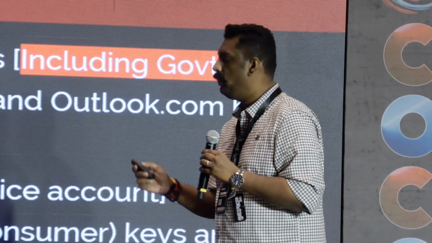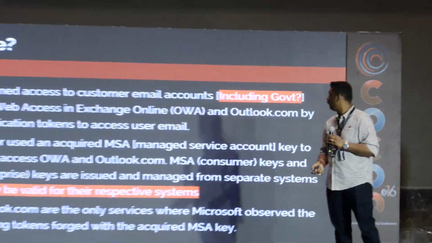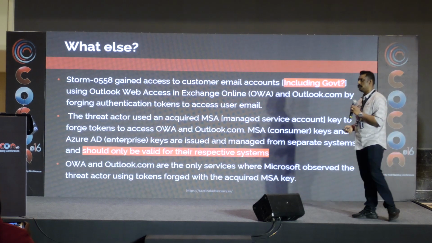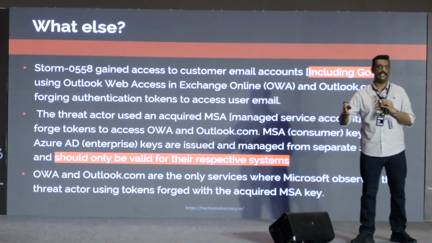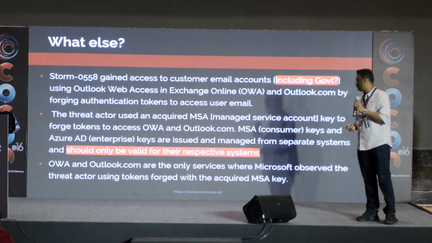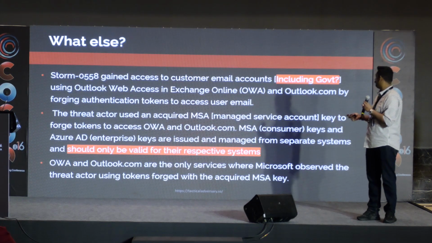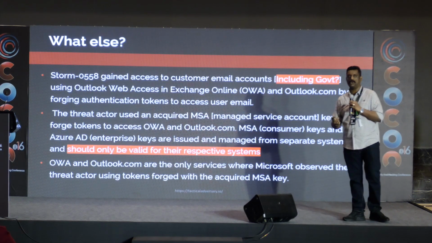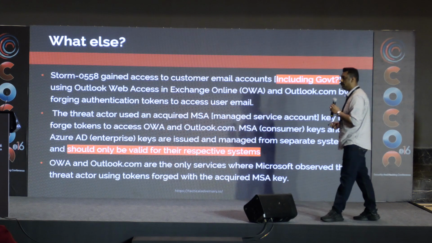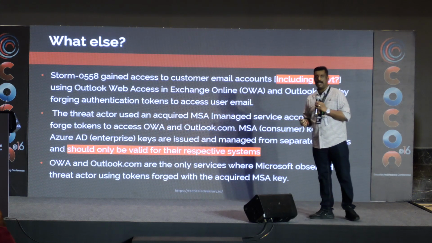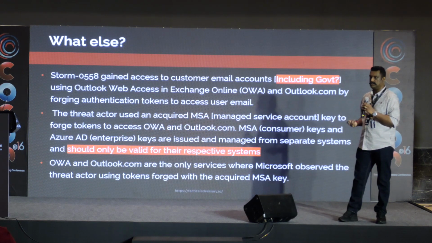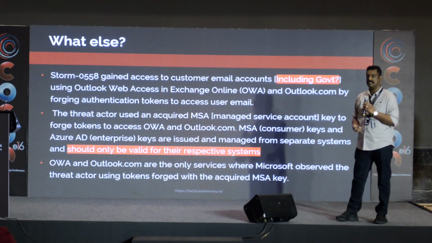As I mentioned earlier, they gained access to many organizational email accounts. They mentioned 25-plus customers, but they did not name anyone, at least officially, and they included government organizations. They forged tokens to access Azure AD online. Microsoft mentioned that it was limited to OWA only, and that they were not able to laterally move into any other sensitive system within Microsoft. That was their confirmation, but I'm not sure how much we can believe that.